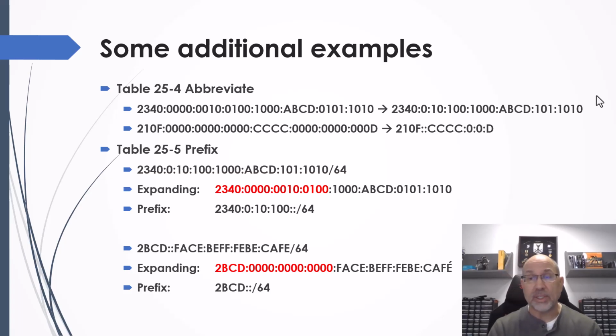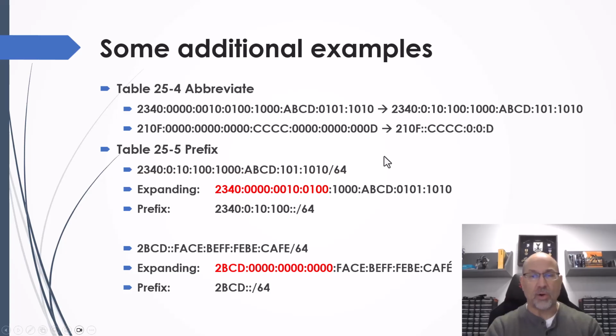Colon ABCD colon 101 colon 1010. Okay, so the next one does have some stuff we can do. Now, there's a trick here, or a trap. There's 3 quartets that are all zeros, and there's 2 here plus a little extra. Now, the rule is that you can only use that double colon once, or replace everything with a colon once. So you take the longest one. That would be right here.